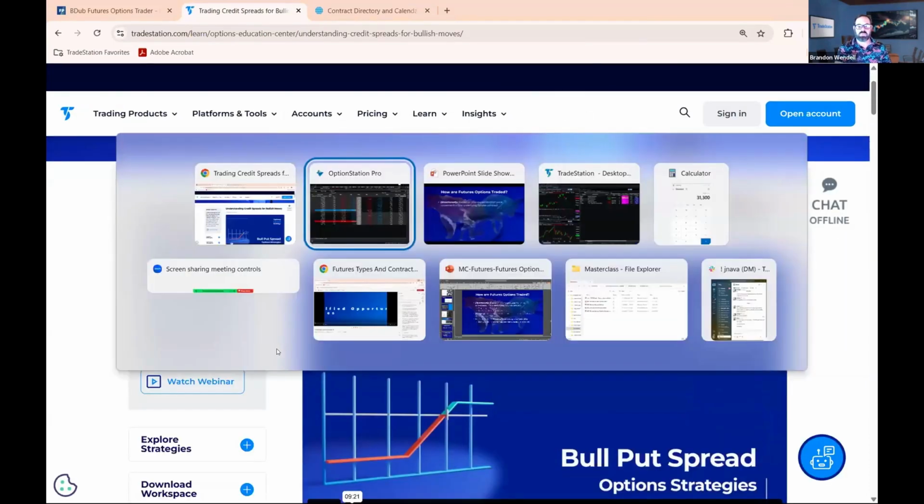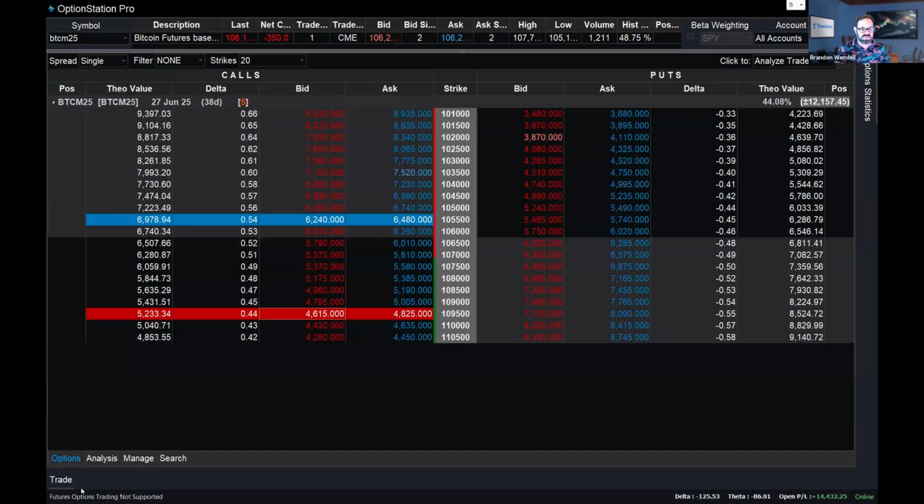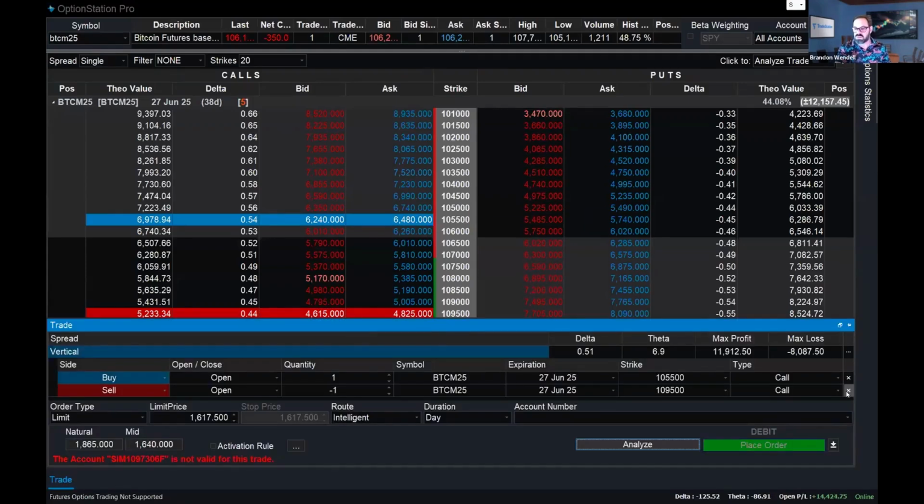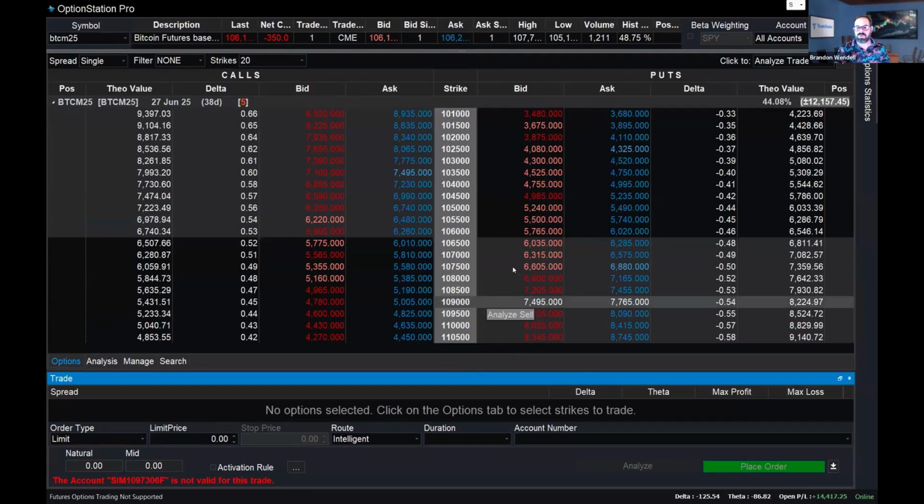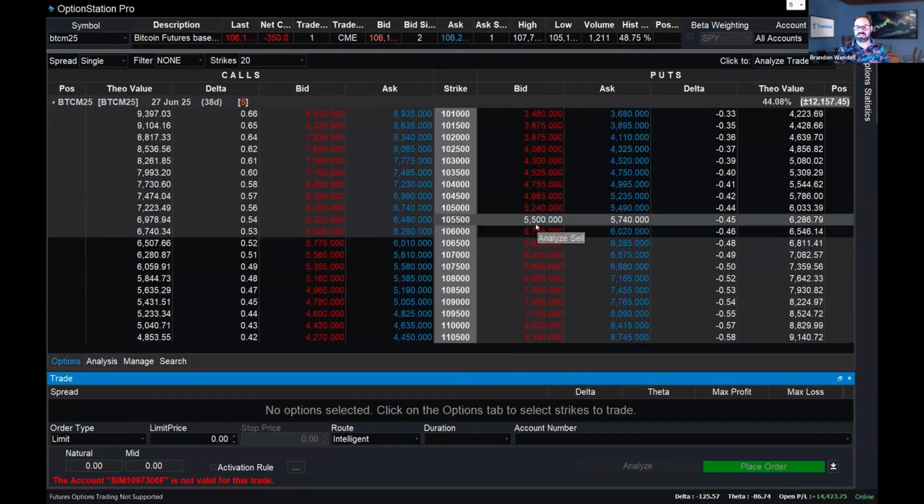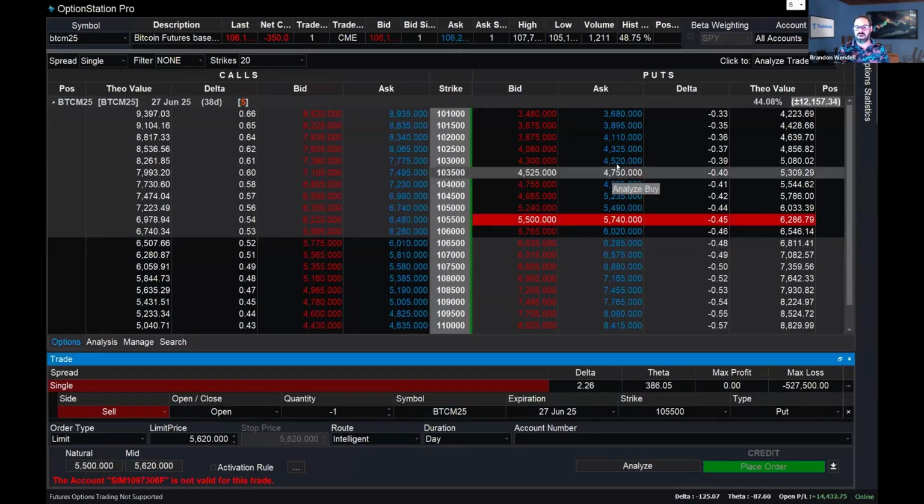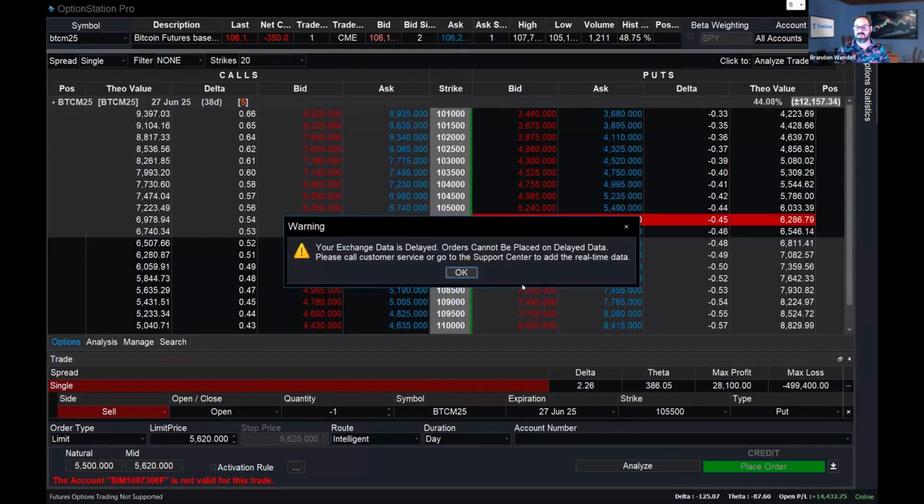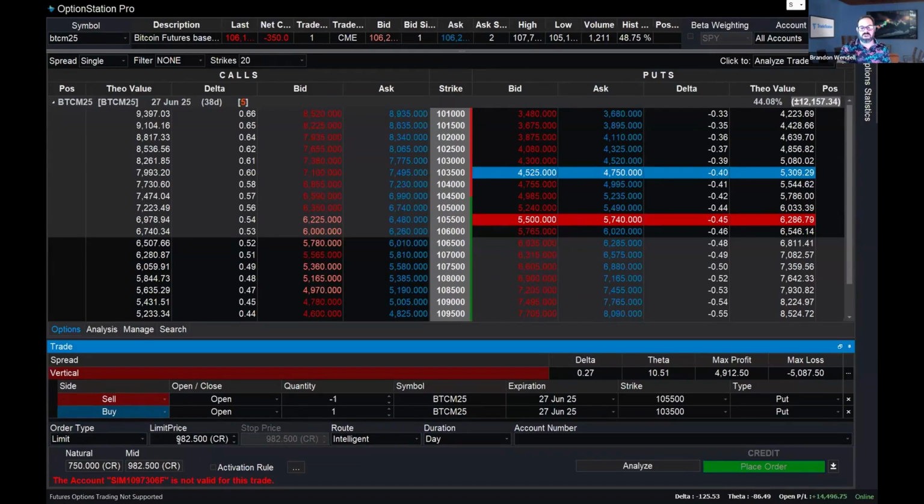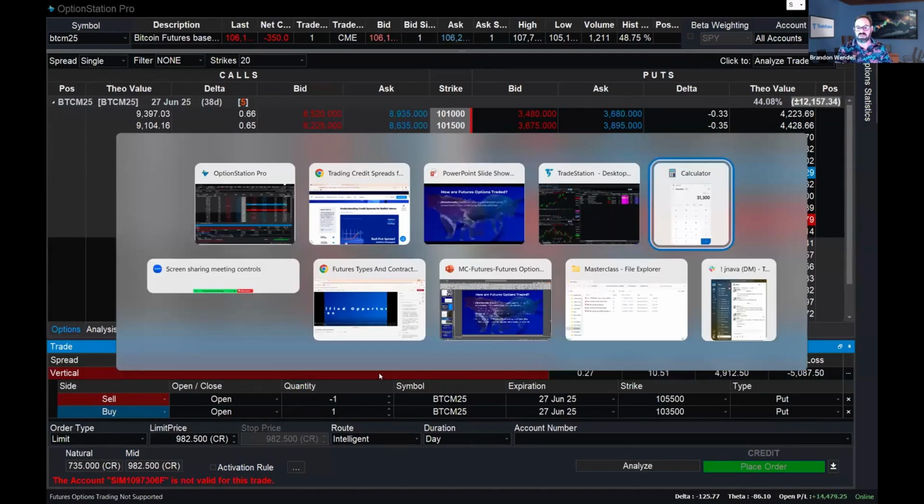So again, I go back to my Option Station Pro, delete that position. And if I'm bullish, I can go ahead and sell, say, the 105.5 and buy maybe the 103.5. That is a bull put spread. And it looks like it's 982.5 for the credit. Remember, that's going to be multiplied by 5, that value.